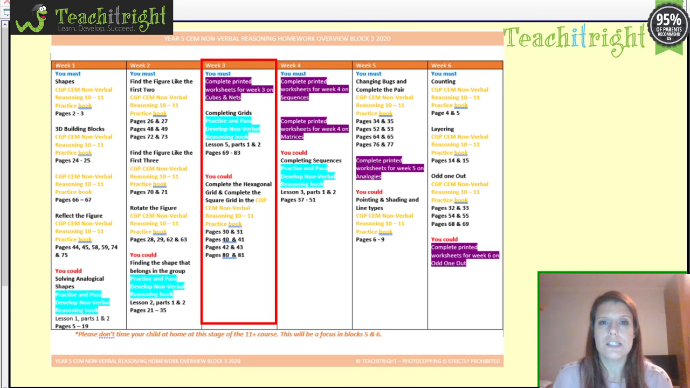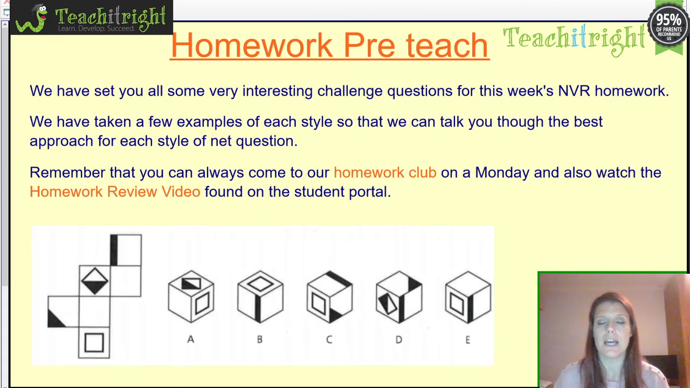Well done, everyone. So your homework this week is lots and lots of questions on cubes and nets. Some different types of cubes, which we're going to have a look at together in a moment, and also completing grids to practice sequencing. If you do get stuck on any of your homework, please do ask your tutors, and we also have Homework Club, don't forget, that you can drop into on Monday and ask any questions if there's anything you want to go over that you found difficult.